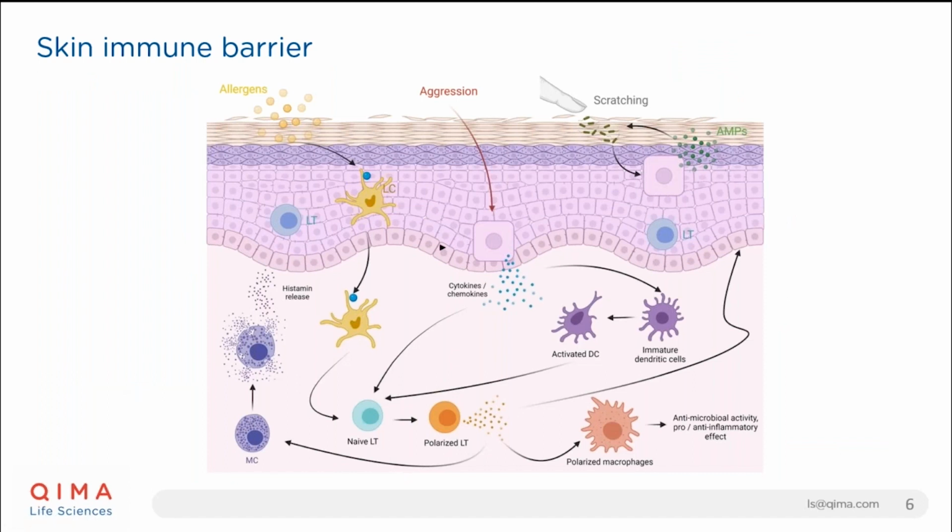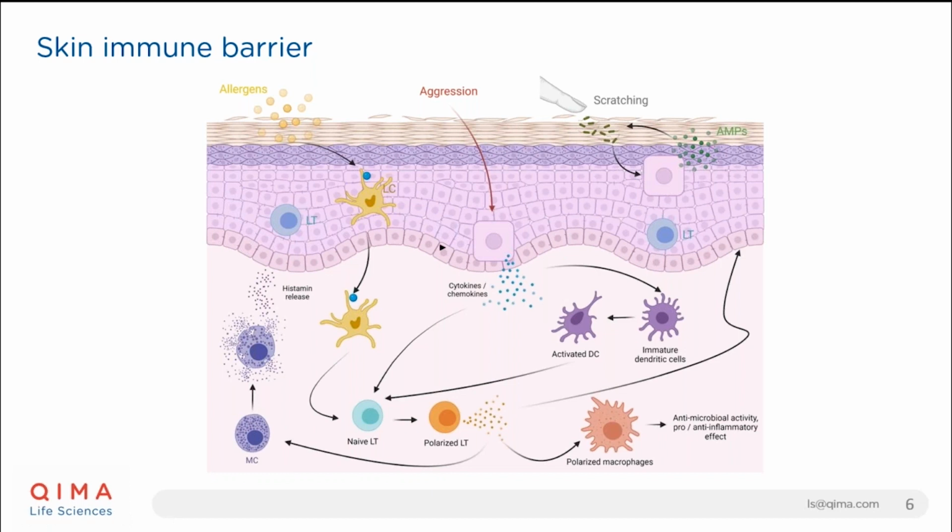If we look deeply, the skin is a tertiary lymphoid organ. When an external stimulus, for example infectious antigens or allergens, stimulates the skin's immune system, first we have an activation of the skin innate immune cells, which are Langerhans cells, dendritic cells, macrophages, natural killer cells, neutrophils, and eosinophils.